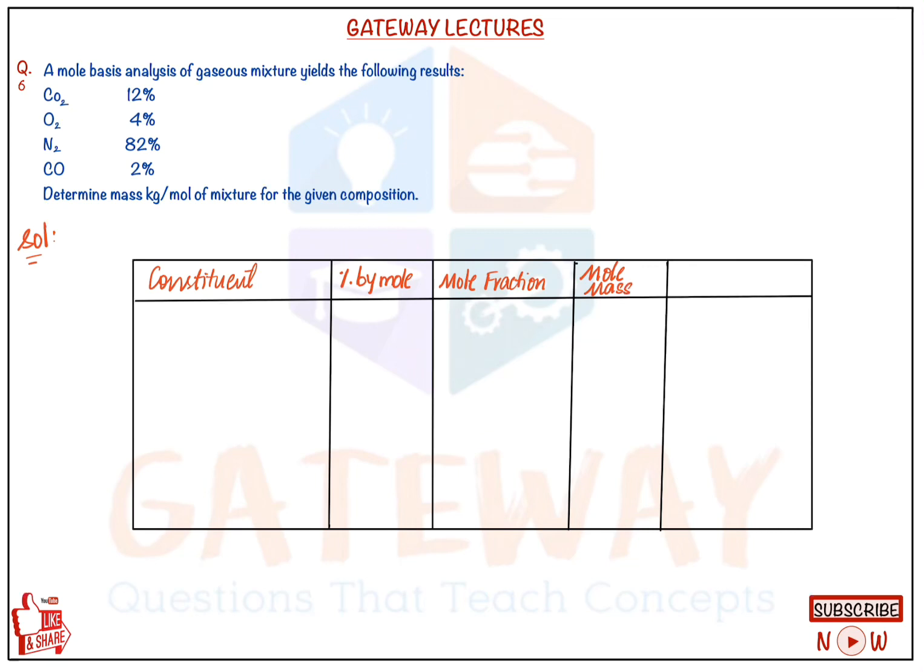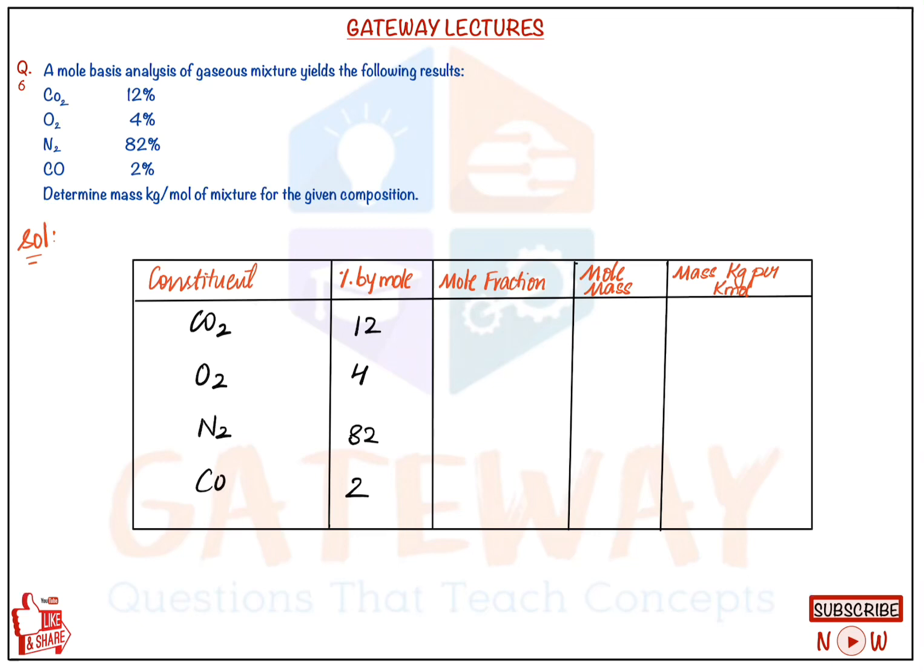Generally, if you consider CO2, the per mole mass will be 44 grams, and also the mass in kg per kilomole. When we consider kilomole, the mass will be in kg. If we consider in mole, the mass will be in grams. So let us move with the question. The constituents are first CO2, next O2, next N2, and next carbon monoxide. The CO2 percentage was given as 12, O2 is 4, N2 was 82, and carbon monoxide was 2.